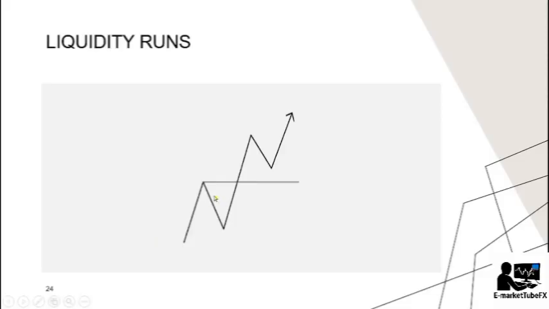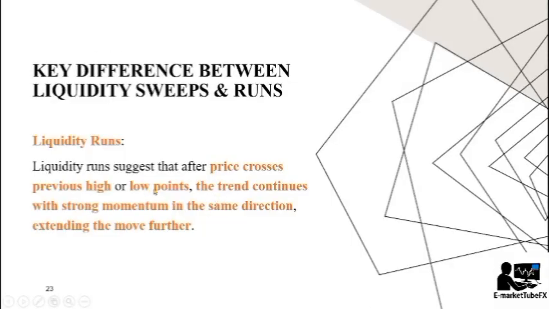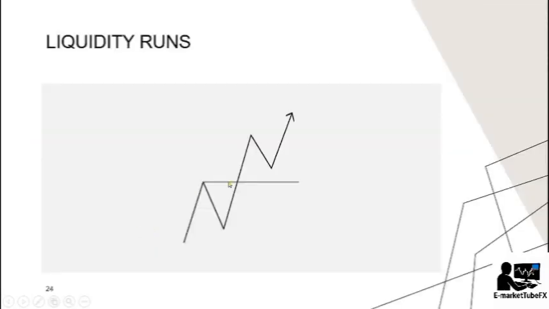Now, what are we talking about here? This is what we are talking about. After price crosses the previous high or low, the trend continues with strong momentum in the same direction, extending the move further. So this is the previous high. Price broke that high, and it didn't end there. Price continued buying.